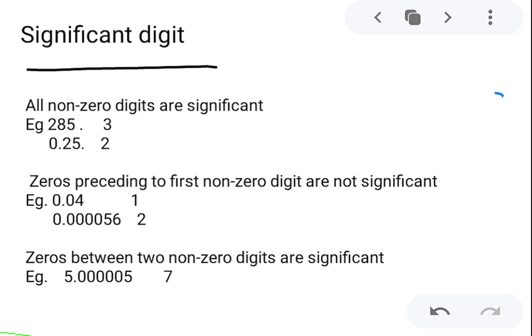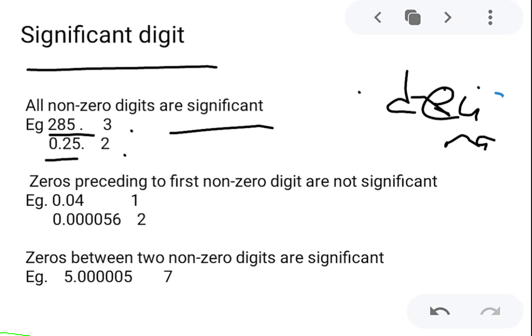For example, the first rule: every non-zero digit is significant everywhere. You can see over here 285 is there, so it is having 3 significant digits. 0.25, two significant digits. The point indicates decimal form, but here we are not dealing with decimal form. Here we are going to deal with significant digits.